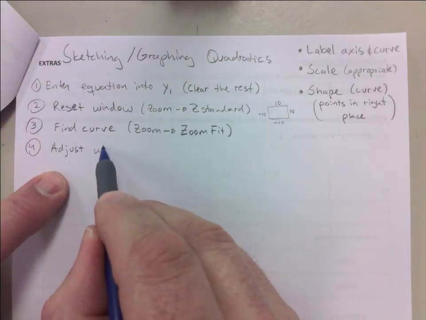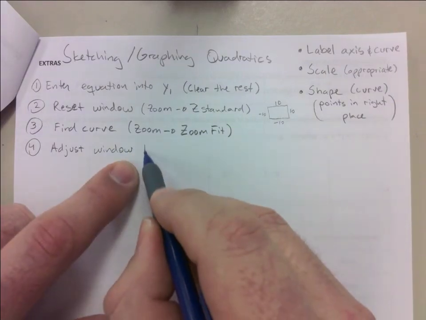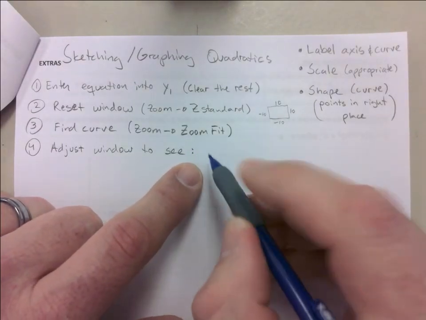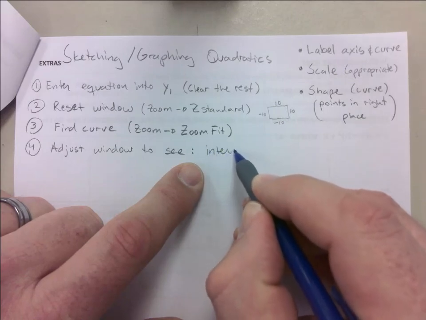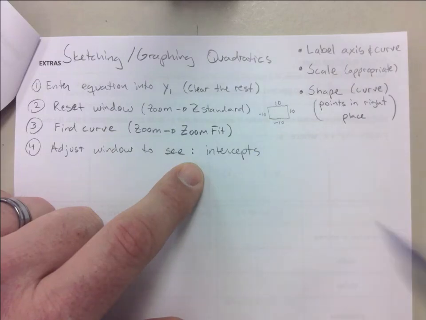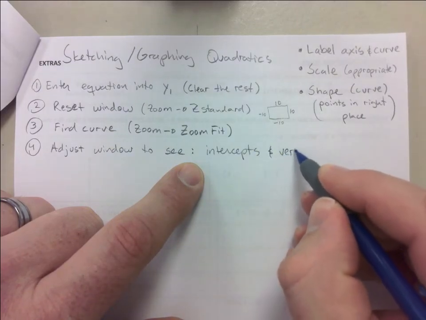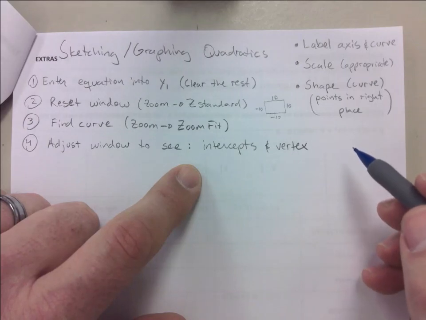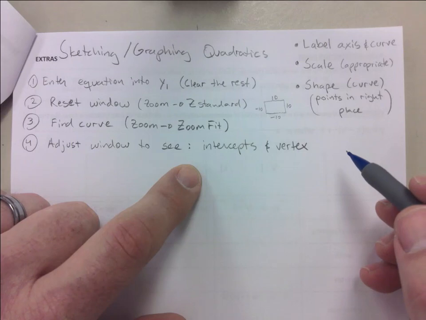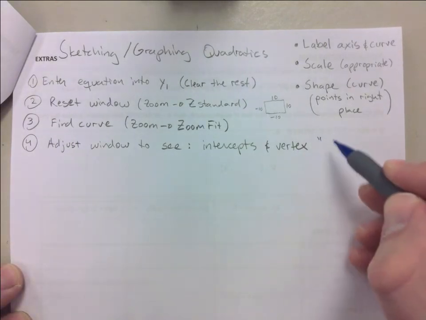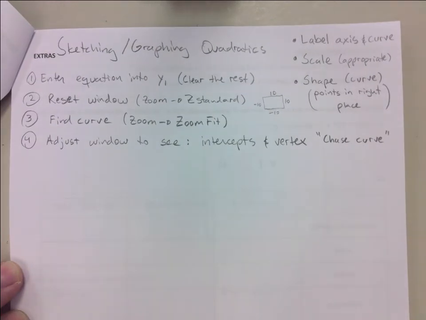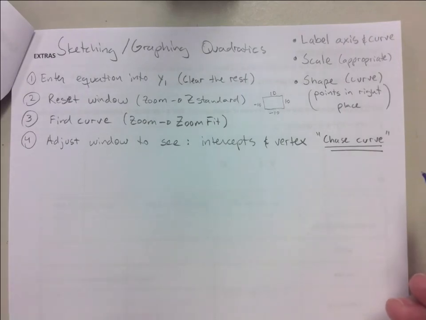So this is going to be somewhat of a learning curve for you. Step 4: adjust window to see, this is very important for a graph, okay? You want to see intercepts and vertex. I call this chasing the curve. Okay, so you can say chase curve. More on that later, but that's a very important phrase. I use that a lot. You chase your curve until you see everything.